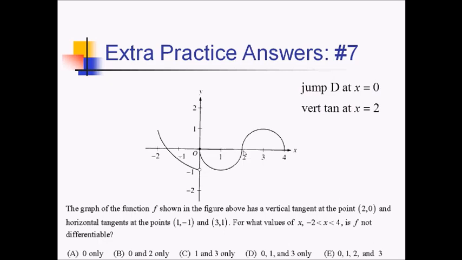The smooth turnarounds they were telling us about, the horizontal tangents, the derivative does exist there. It's 0, so we don't have to worry about those. It's only then x equals 0 and 2 where we are not differentiable. So that's going to be choice B.